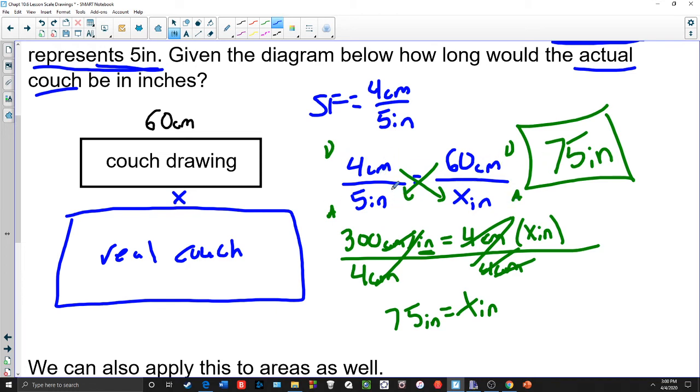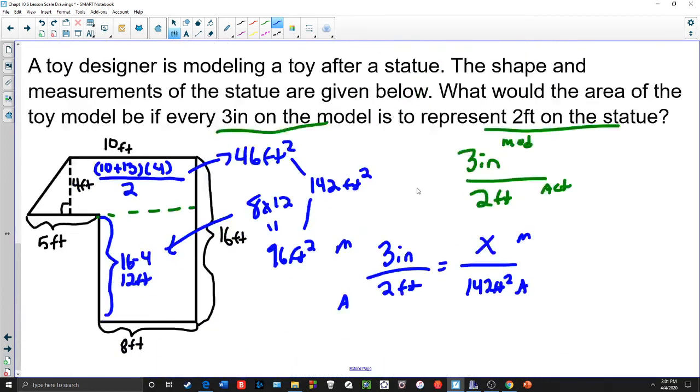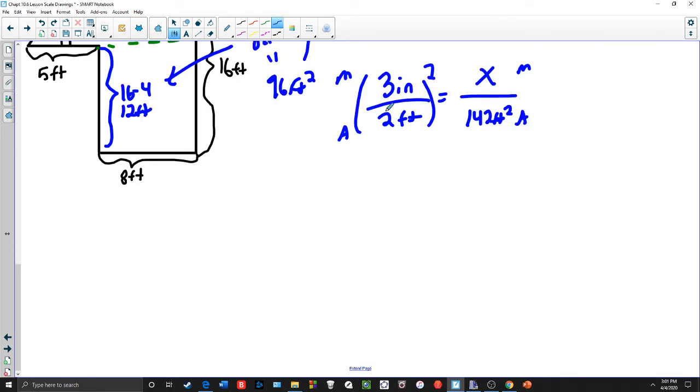I should have that in this case as well. So if this isn't square feet, then I have an issue. But like we said before, if we have an area problem with similarity, then we square the non-area fraction. We can take care of that unit issue by simply squaring our non-area fraction. So 9 inches squared over 4 feet squared is equal to x over 142 feet squared.